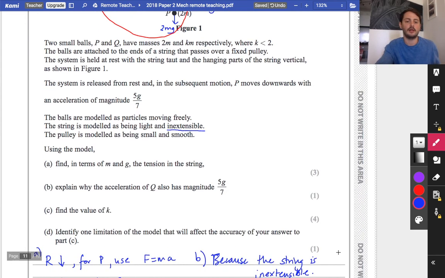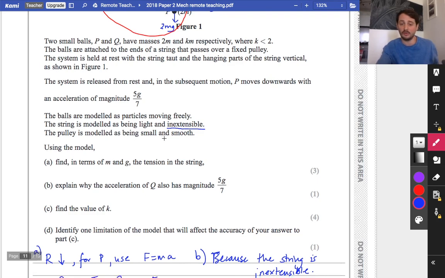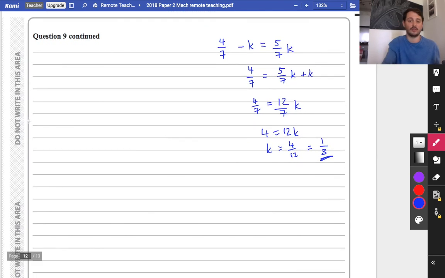Nearly there. The last part of the question says, identify one limitation of the model that will affect the accuracy of your answer to part C. Well, they've really kindly listed all of these things. You could say that the balls are modelled as particles, so we haven't taken into account air resistance. We could say the string is modelled as being light, and it might have a mass. We could say that the string is being modelled as inextensible, and it may not be inextensible. That the pulley is modelled as being smooth and it may have friction. So you can write down any of those. I'm just going to pick one of them. I'm going to say the pulley might not be smooth. You could write down any of those things and just say it might not be that.